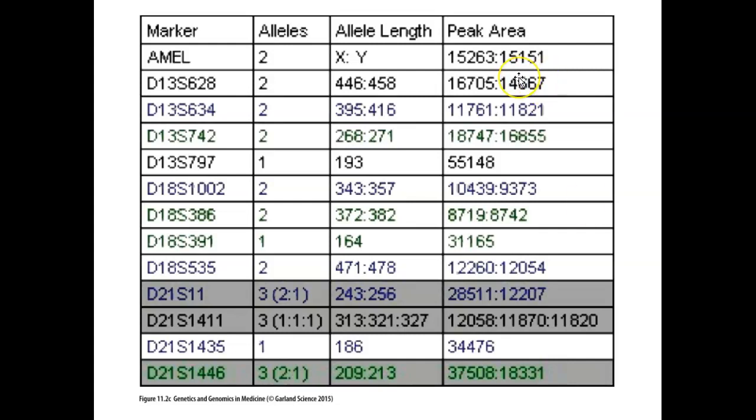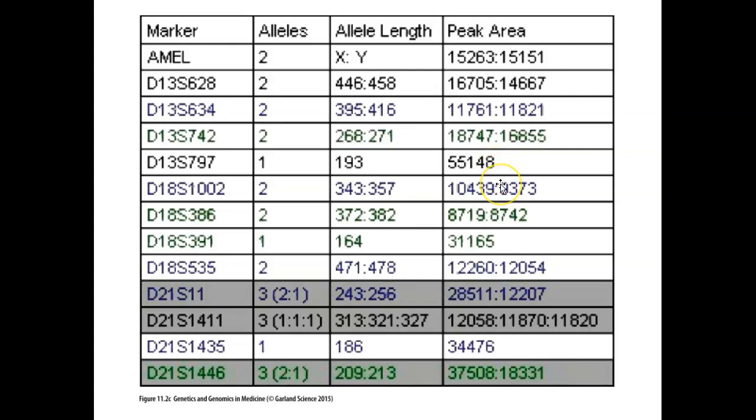But really what you're looking at is the relative difference in these numbers. You can see here 16,705 is really close to 14,667. They're almost a 1-to-1 ratio. And so obviously this is one I would not ask you, because you can see it's just one peak.